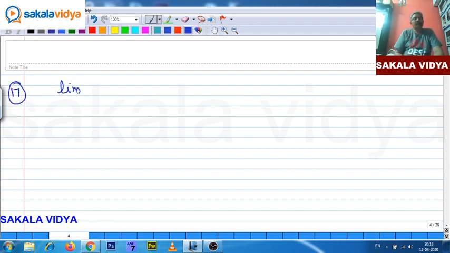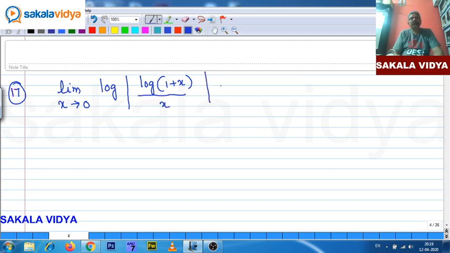17th problem. Limit x tends to 0, log of mod of (log of (1 plus x)) to the power 1 upon x equals to: first option 0, second option 1, third option e, fourth option 1 by e. This is the question. Okay.